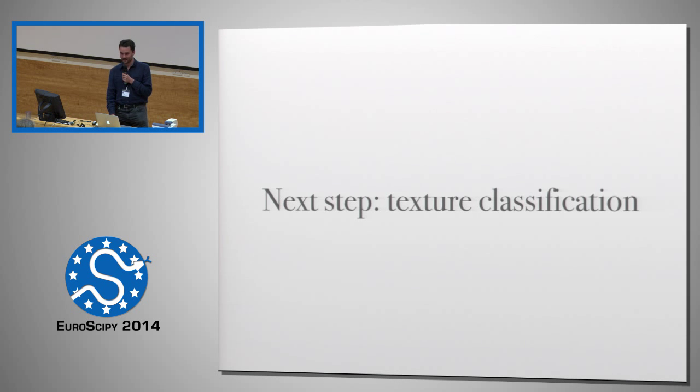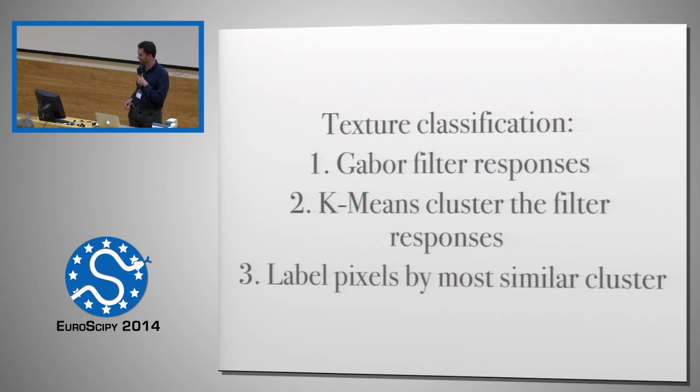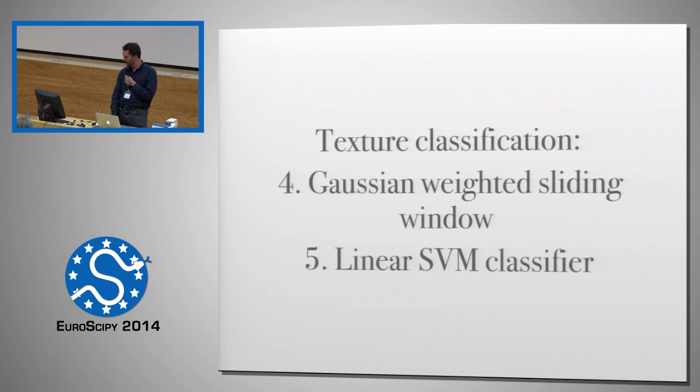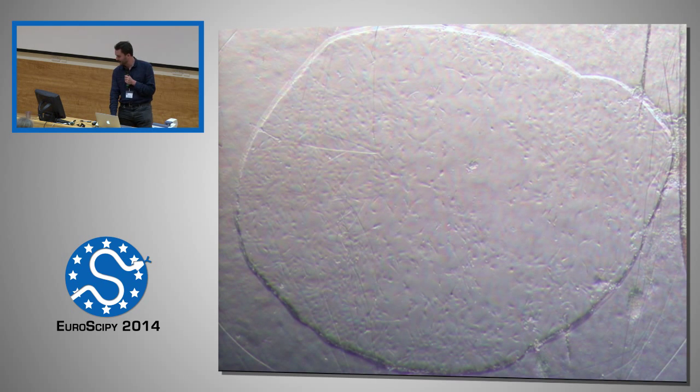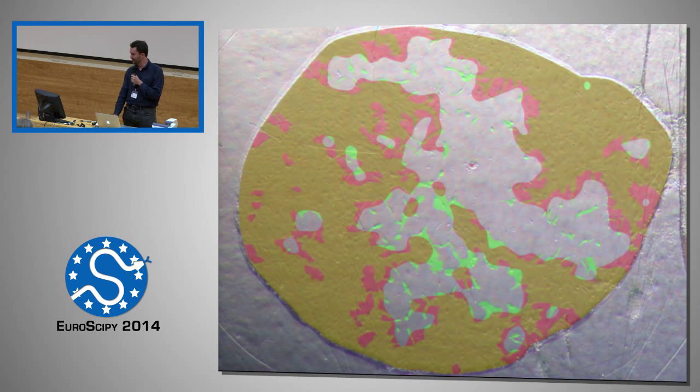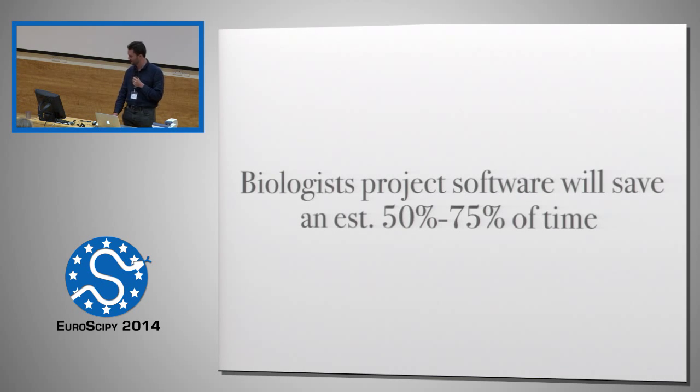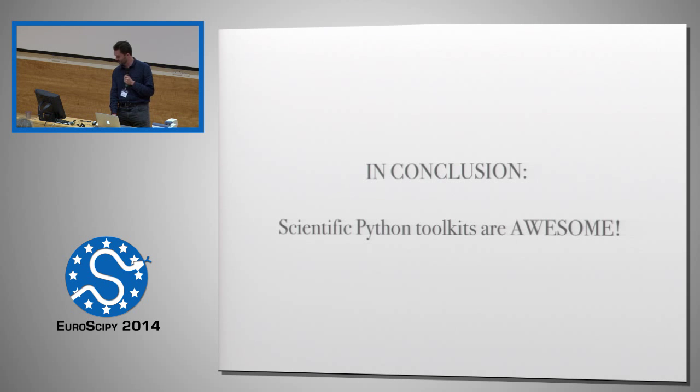The next step was texture classification. It's a fairly standard algorithm. You get filter responses, you then cluster them, label the pixels according to the clusters, and then we ended up using a Gaussian weighted sliding window, and finally a linear SVM classifier. And we start out with this, and we end up with that, where the red is the automated segmentation, and the green is the manual one. The results are good enough, and the biologists project that it will save them about 50 to 75% of the time with the remaining manual work. So in conclusion, scientific Python toolkits are awesome.